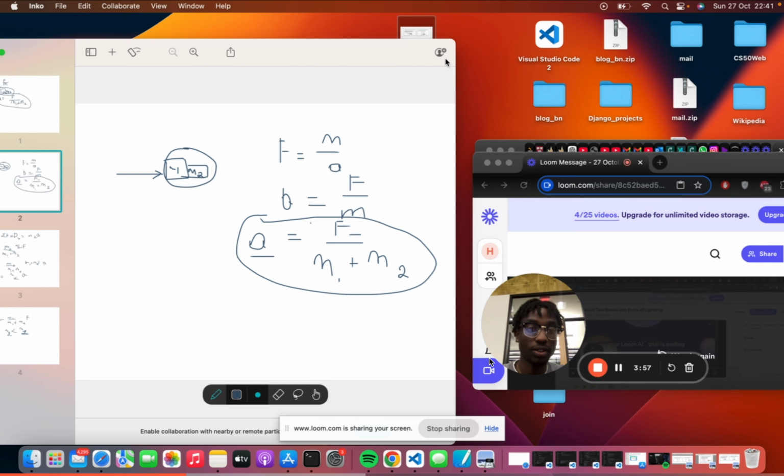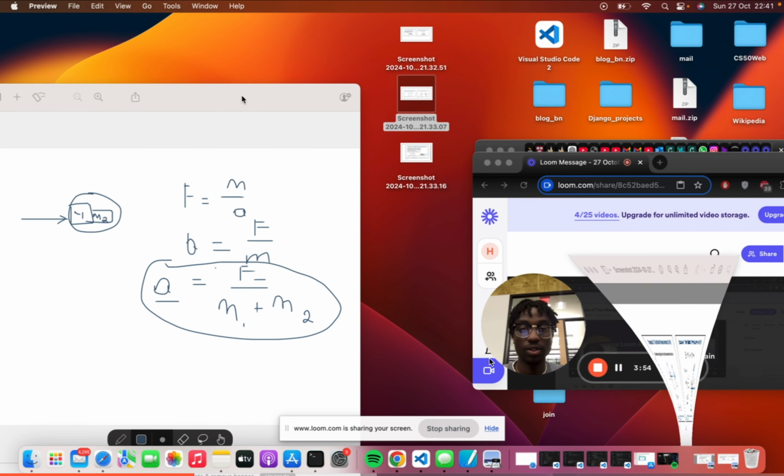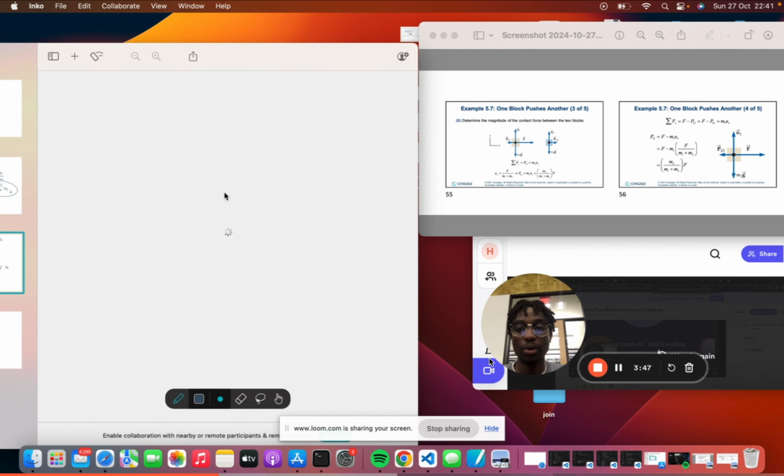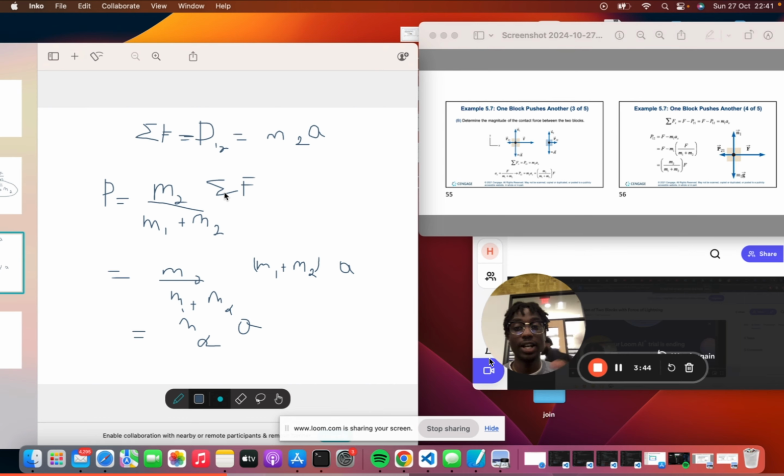For the second question, determine the magnitude of the contact force between the blocks. In between the blocks, according to Newton's third law, for every action there is a reaction force equal to the action force. Our force is equal to mass times acceleration, and because we have two bodies, there is a force applied to body 2, and there is also a force that body 2 applies to body 1. They have to be the same. So how do you find that force?